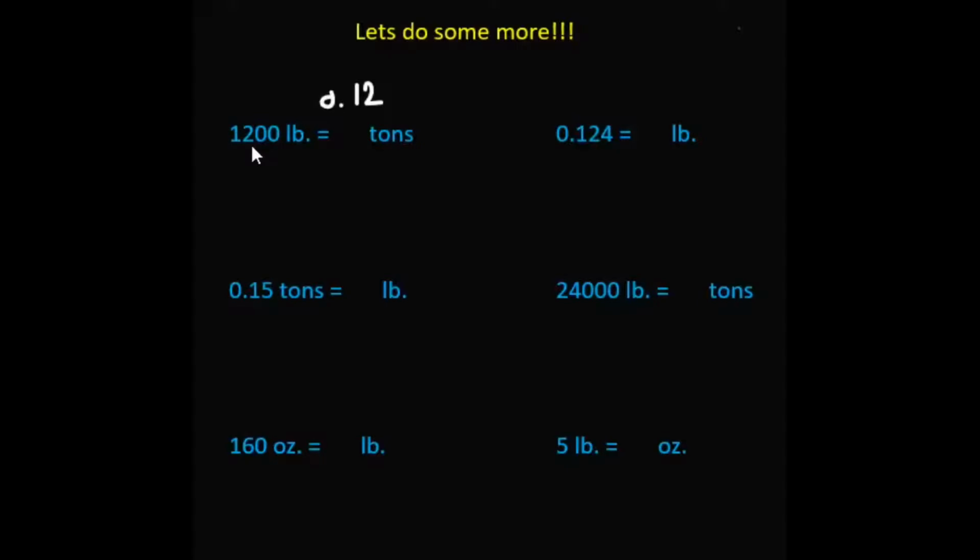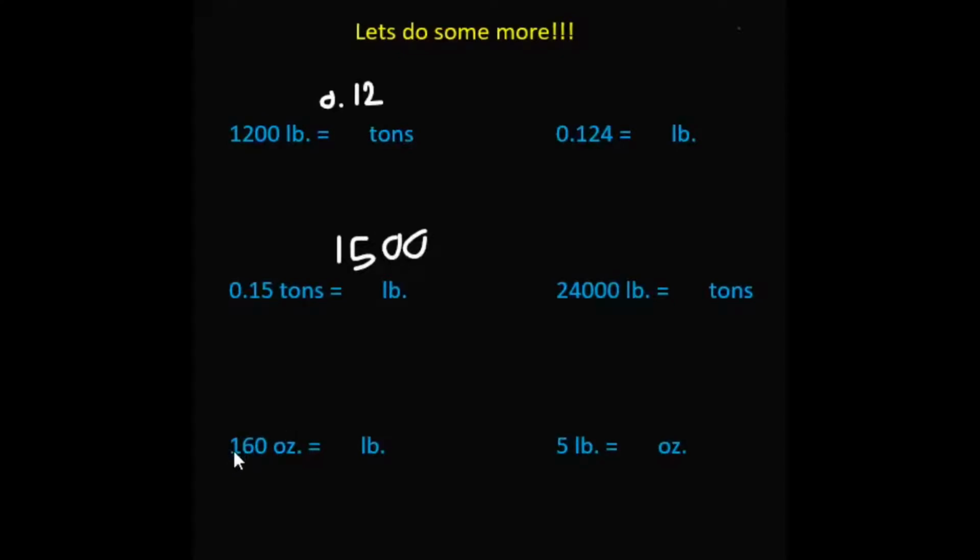Okay, so now we have 0.15 tons equals how many lbs? So here it was 0.12 and 0.15. So and 0.12 is 1,200. So this should be 1,500.